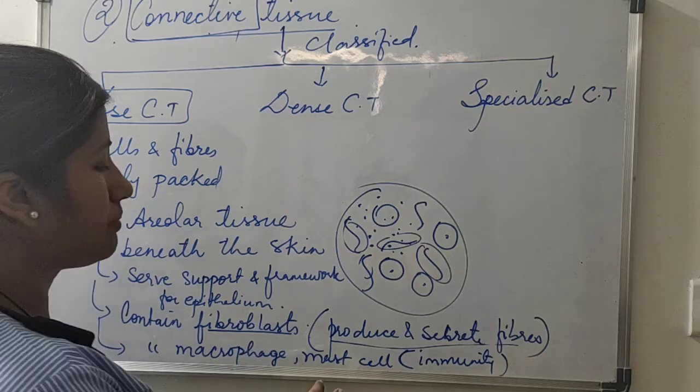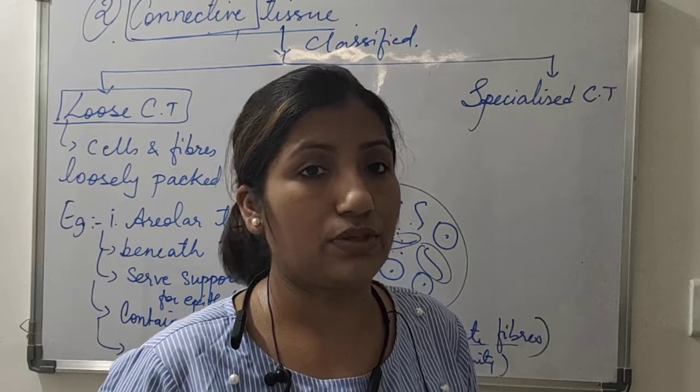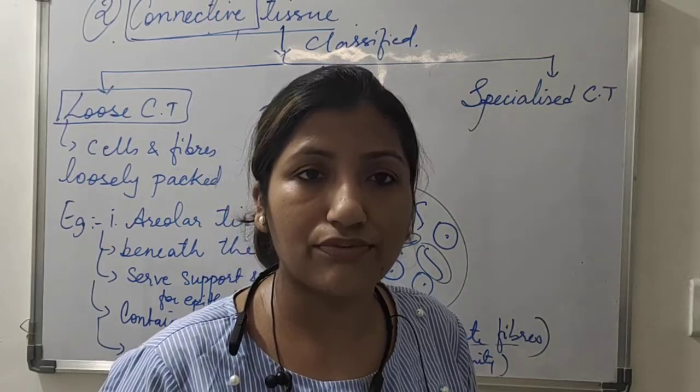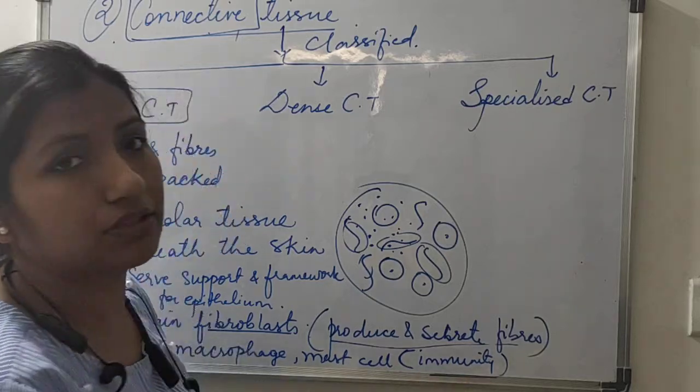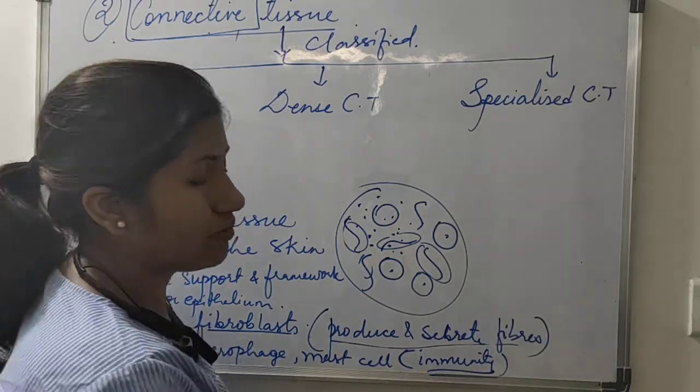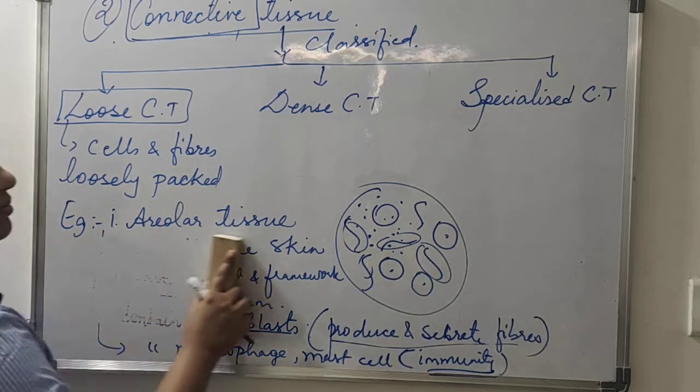Macrophages and mast cells are the cells which can kill foreign microorganisms. They have the capacity of killing foreign microorganisms, so that's why they play a role in immunity. Alright, so this was areolar tissue.